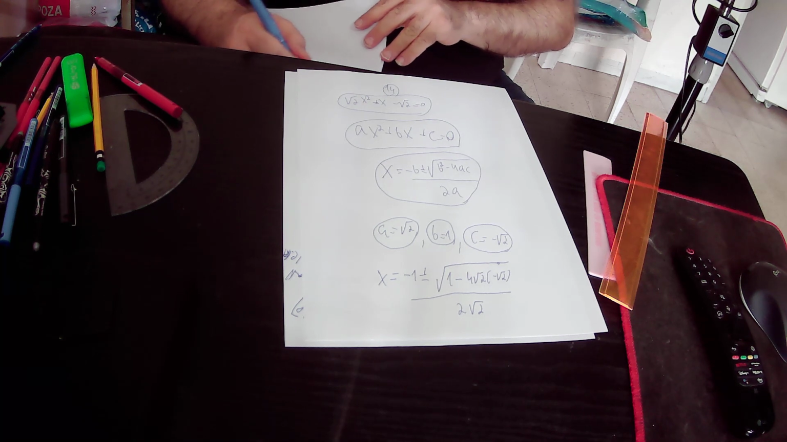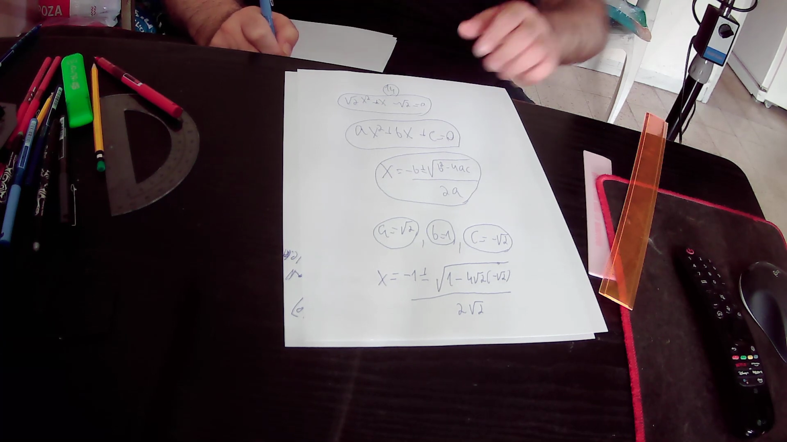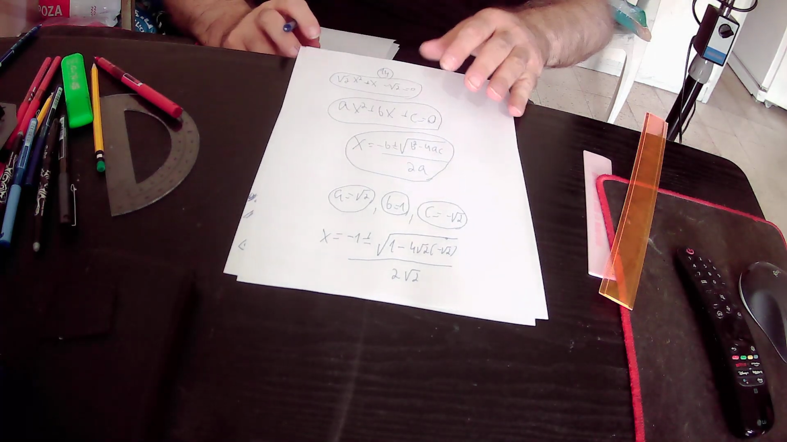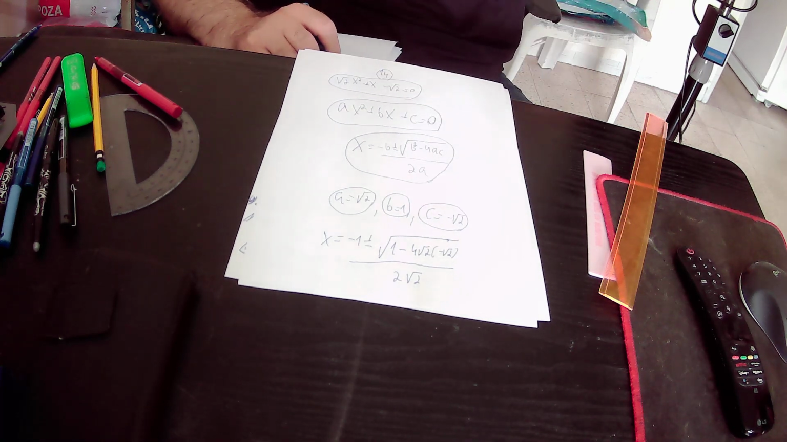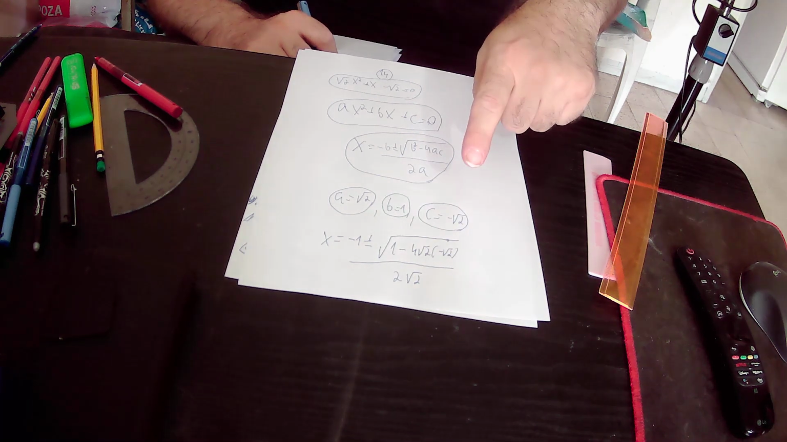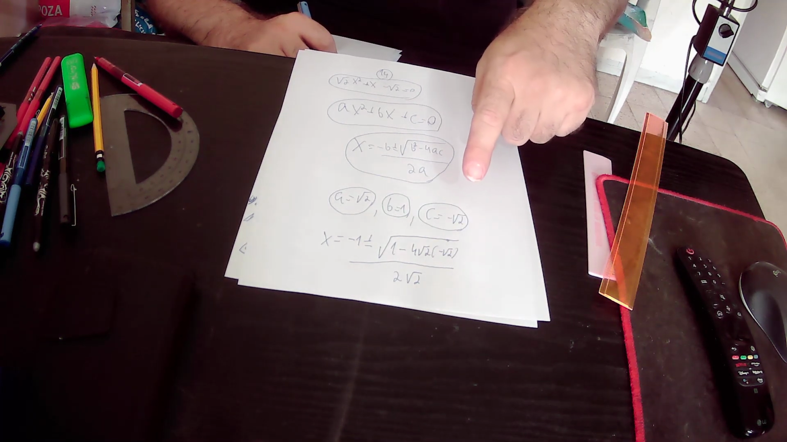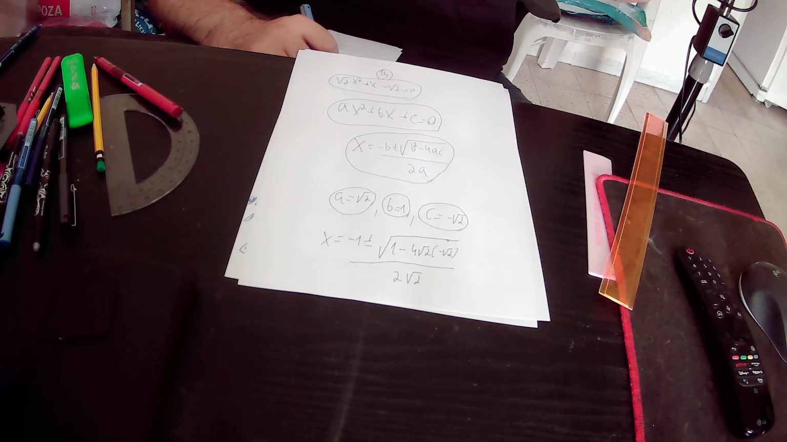So we got that x equals minus 1 plus minus root of 1. First of all, minus times minus is plus, and root 2 times root 2 is 2, and 2 times 2 is 4, and 2 times 4 is 8. 8 plus 1 is 9.